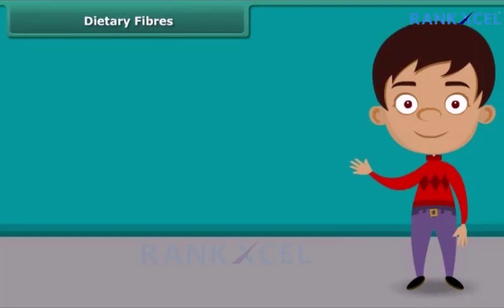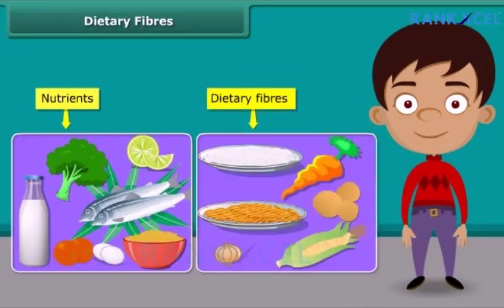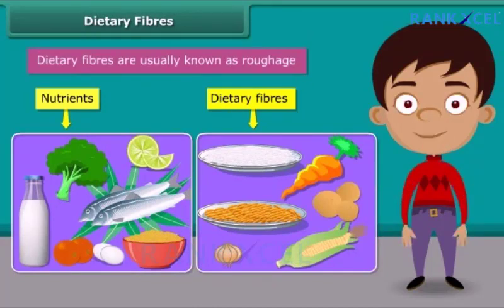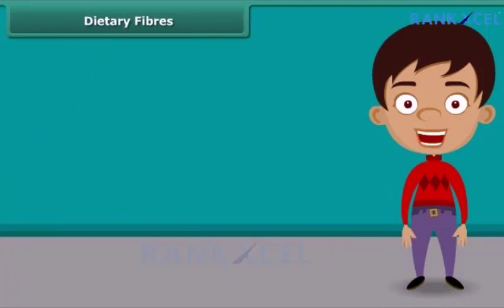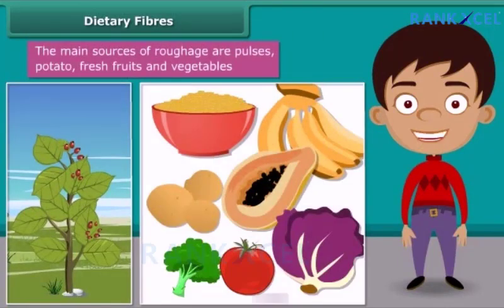Dear friends, do you know that besides nutrients, dietary fiber also plays an important role in our body? It is usually known as roughage. You need to know that roughage does not provide any nutrition to our body, but adds bulk. Plants, pulses, potatoes, fresh fruits and vegetables are the main sources of roughage. This helps our body to get rid of the undigested food.